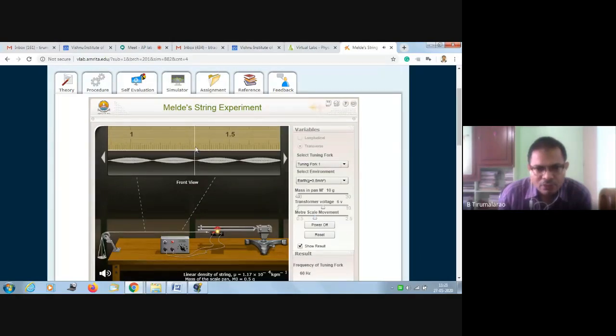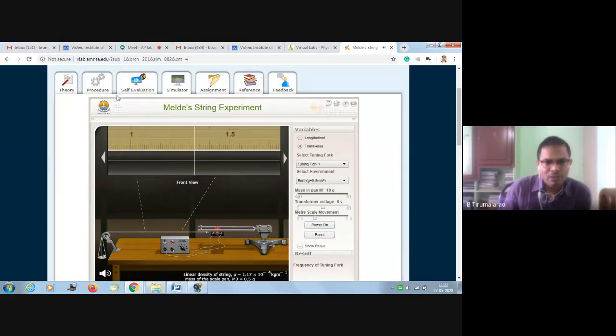Next you go to this terminal. So this is 1.32. What is the exact value? 1.55. 1.55 minus 1.32 is 0.23 centimeters. Right. So you can find the length of one loop. This is the node. This is the antinode.